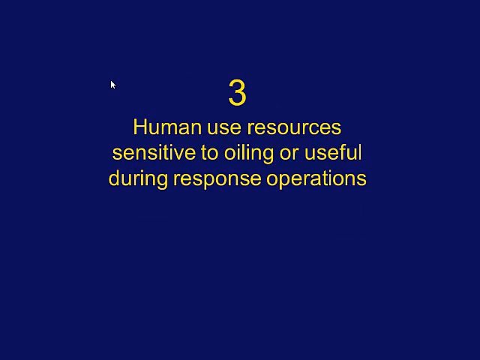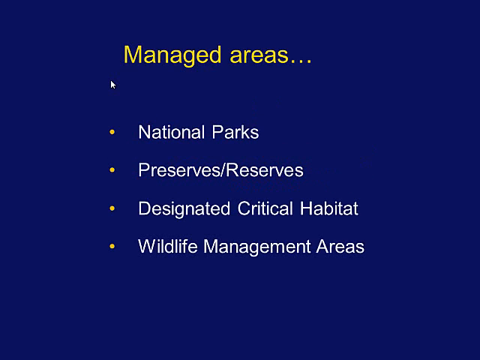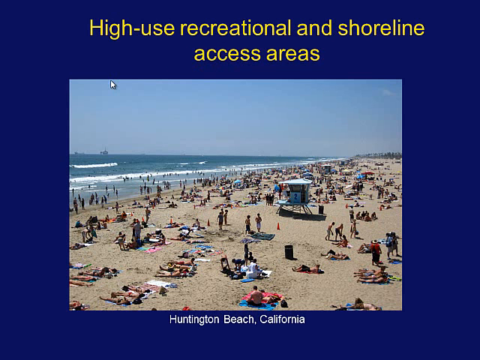They're mapped on here as well. We look at things like managed areas, high-use recreational and shoreline areas. If Huntington Beach is going to get oiled, you better be prepared because a lot of people are going to be terribly upset about that. And it's not necessarily because it's a sensitive habitat. Oil is in fact relatively easy to clean out of sand beaches, but your public is going to be very interested in what's happening.